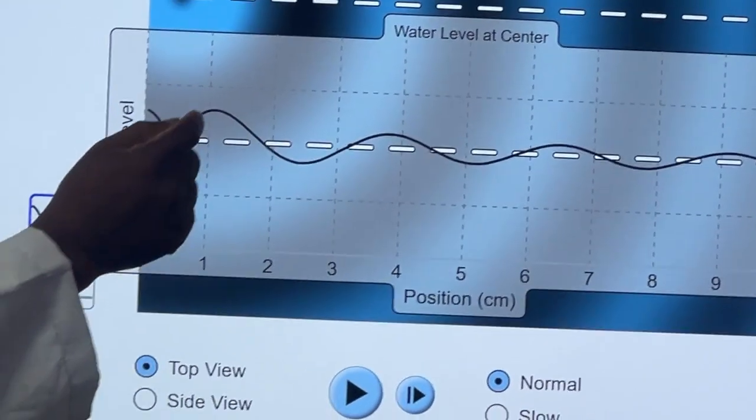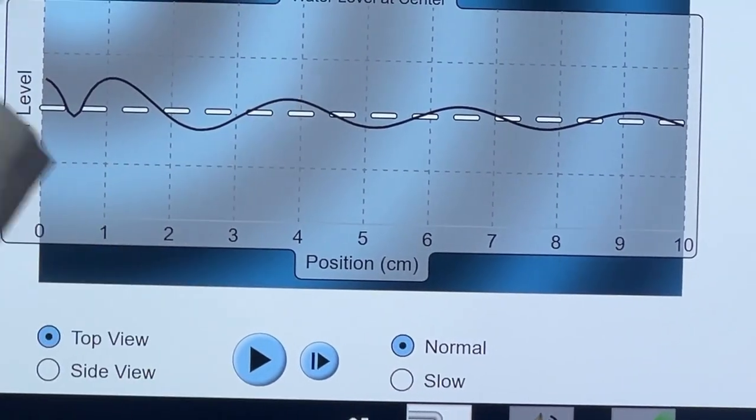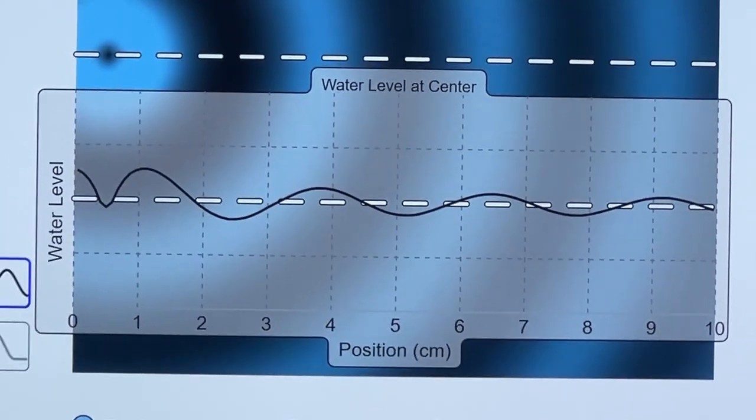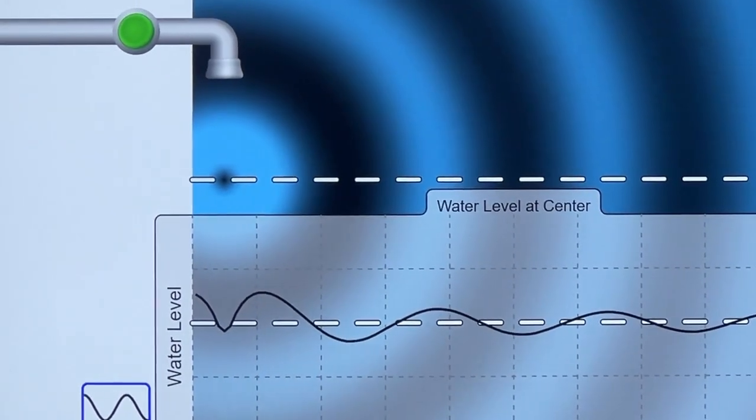When you have two successive crests, this is a successive crest, this is another successive crest, two successive crests will give you a wavelength. Also, when you have two successive troughs, it's also what? A wavelength.